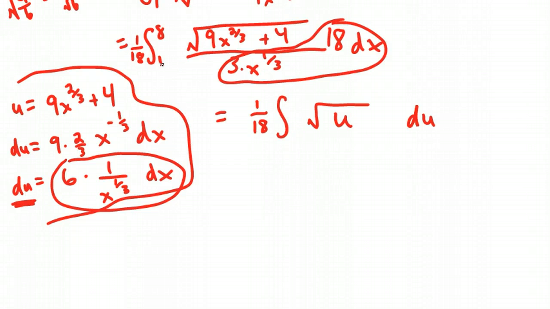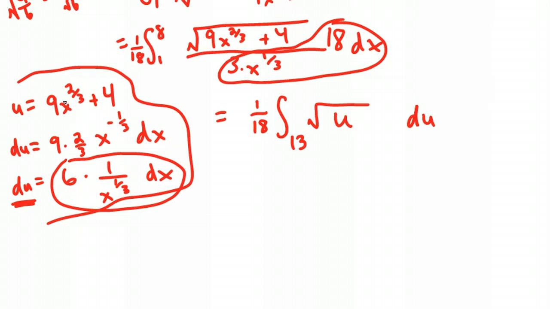So if x is 1, what would u be? And if x is 8, what would u be? Well, look at this expression here. If x is 1, what is this? Well, 9 times 1 to the 2/3 is just 9, plus 4 is 13. So u is 13 when x is 1.